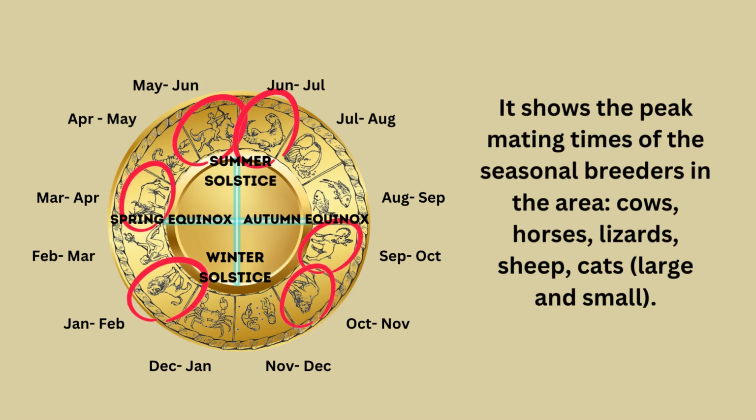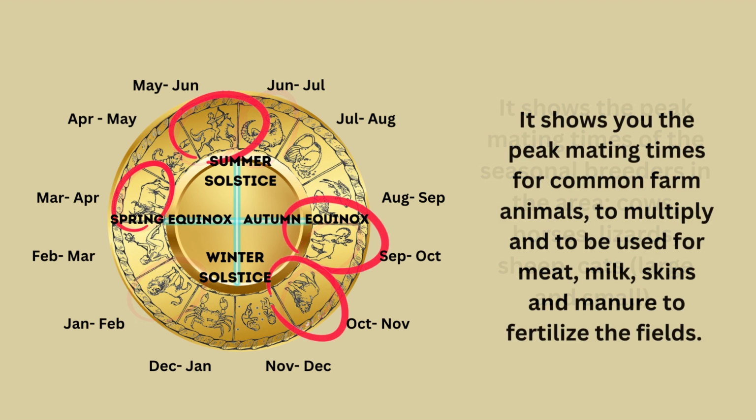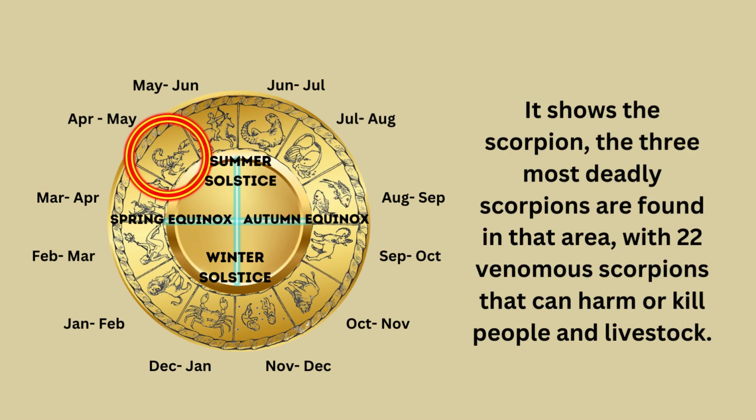It shows the peak mating times of the seasonal breeders in the area: cows, horses, lizards, sheep, and cats, large and small. It shows you the peak mating times for common farm animals to multiply and to be used for meat, milk, skins, and manure to fertilize the fields. It shows the scorpion. The 3 most deadly scorpions are found in that area, with 22 venomous scorpions that can harm or kill people and livestock.